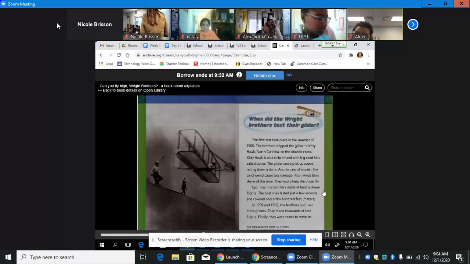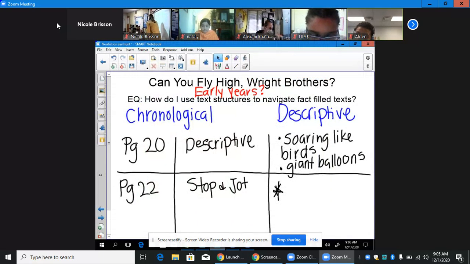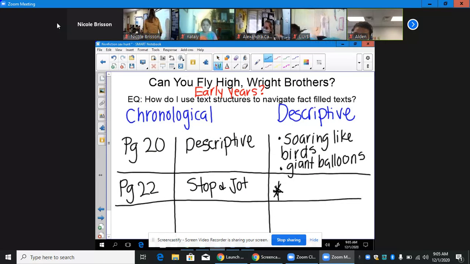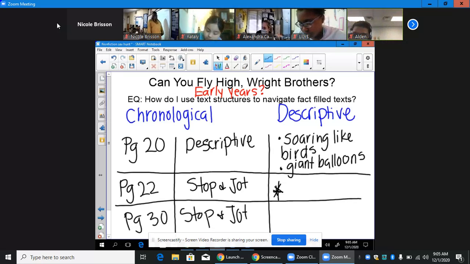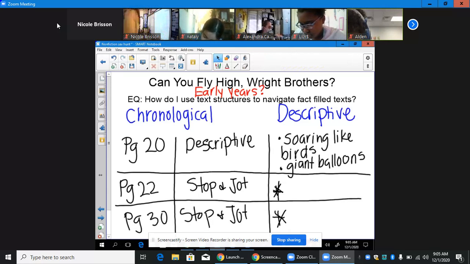All right. When did the Wright Brothers test their glider? You will be doing another stop and jot, and this is page 30. So please make sure, as I'm reading, you do another stop and jot for this chapter. Okay? We are going to share that out. This is when did the Wright Brothers test their glider?